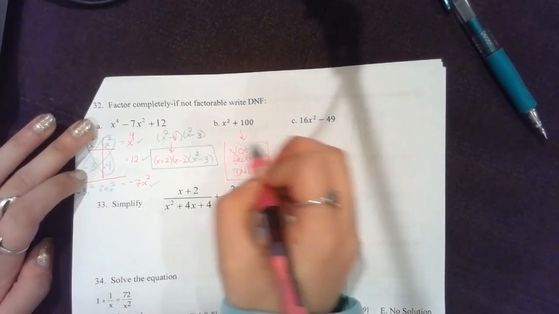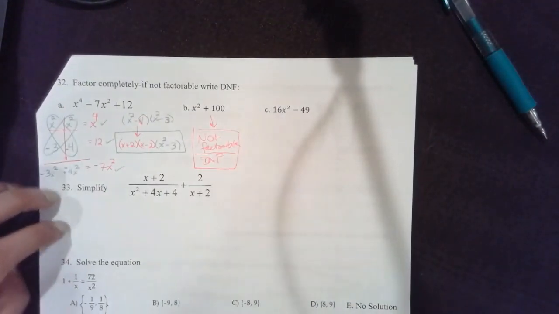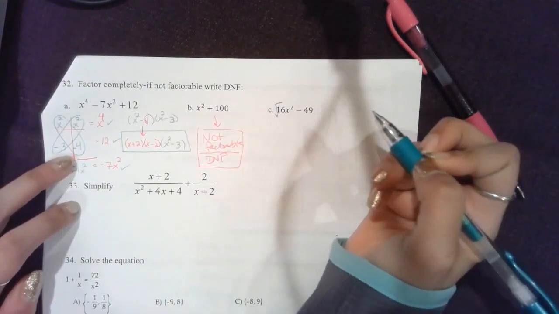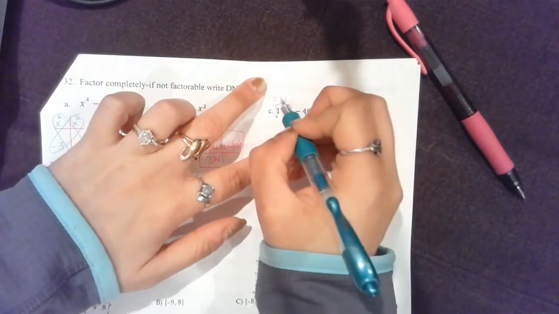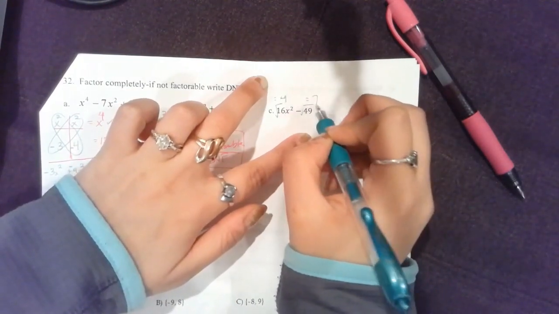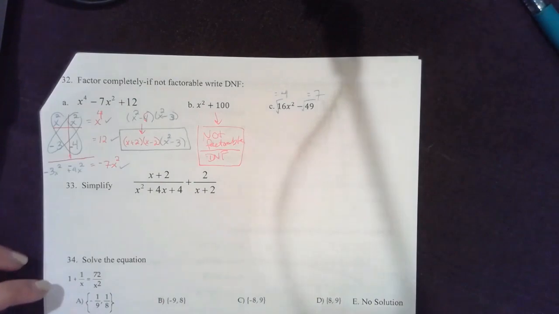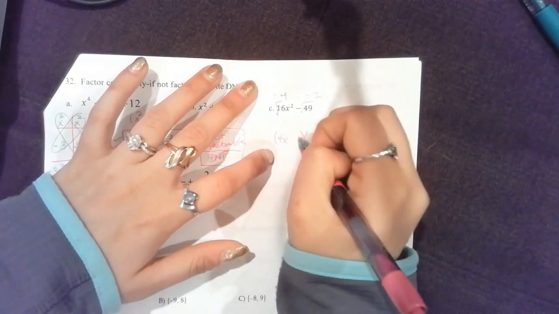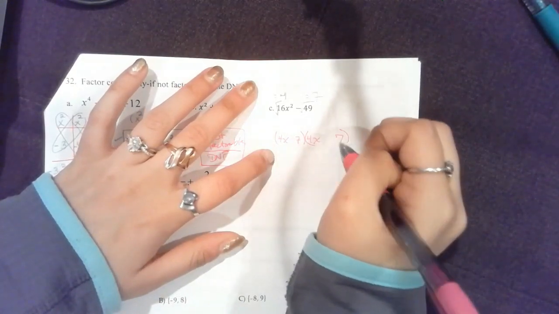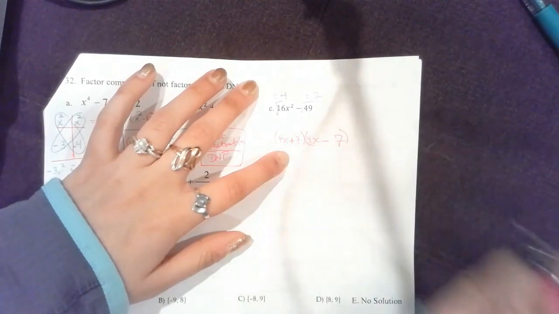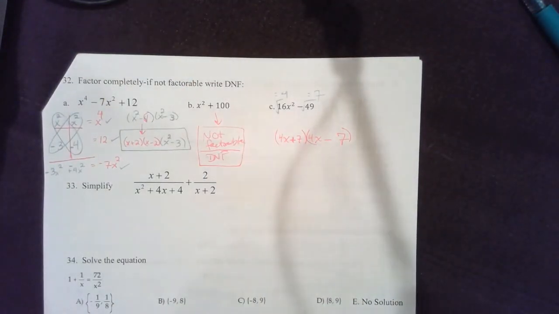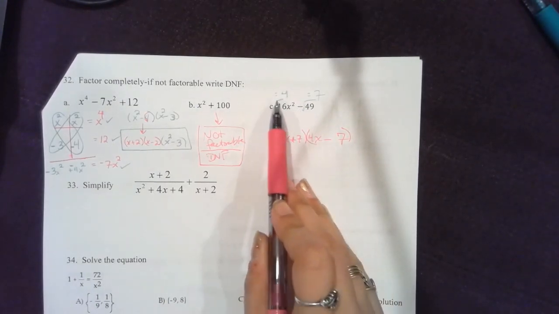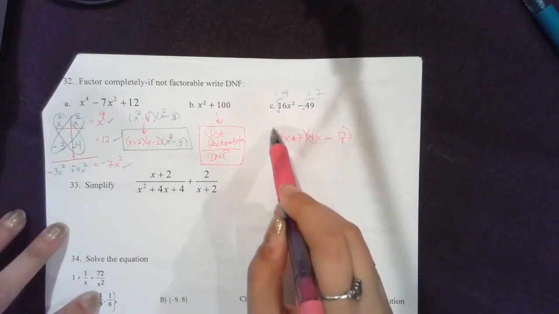The next one though, it's subtraction, so we're still good. And we notice the square root of 16 is 4, and the square root of 49 is 7. So if that happens, then we can do the following. We can do 4x and 7, 4x and 7, one positive version, one negative. The only reason we can do that is because there's 2 terms with a difference, a subtraction, and they're both perfect squares. That's the only reason why we can factor it as such.